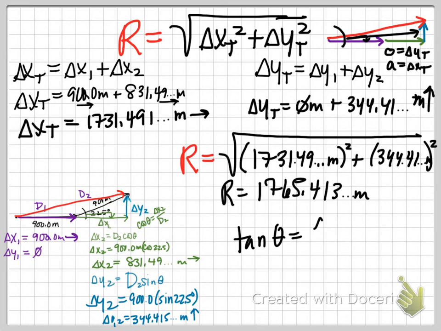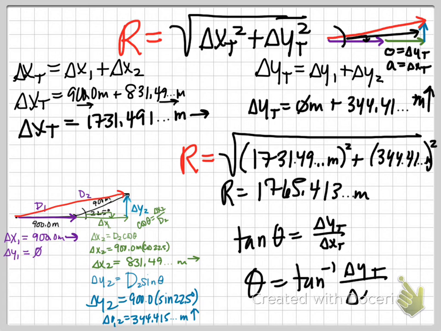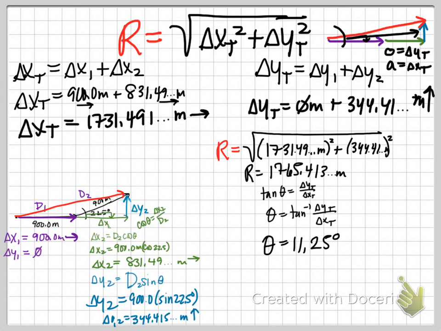So I'm going to go down here. Tangent of theta equals opposite over adjacent, delta y total over delta x total. Theta equals inverse tan function delta y total over delta x total. Go ahead and plug in numbers. So we all agree we have a theta of 11.25. In what direction? Straight up? I think you need to reference the horizon here. Above the horizon or above the horizontal.